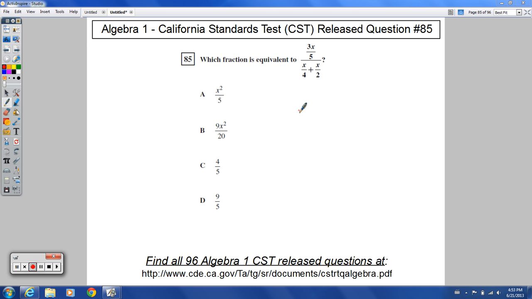So really we've got two separate things to think of here. We've got this and this separately. We're trying to put it all together so that it looks like one of these four things. So how can we tackle this one?